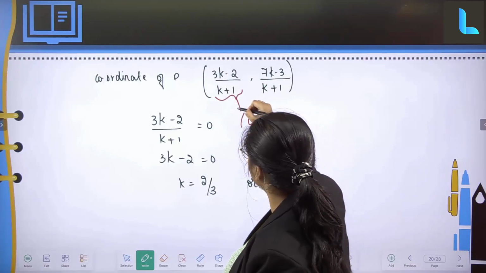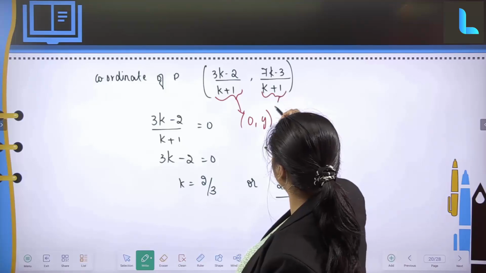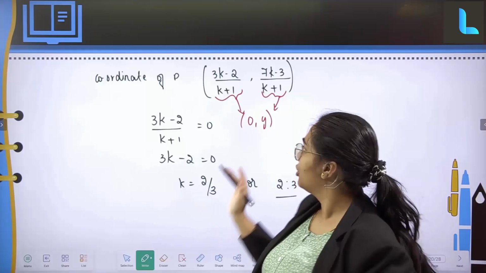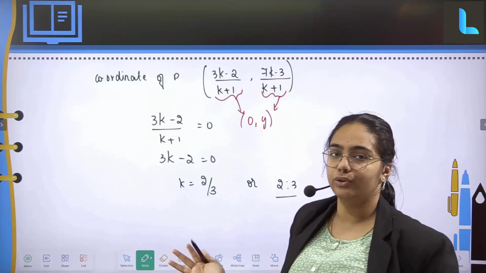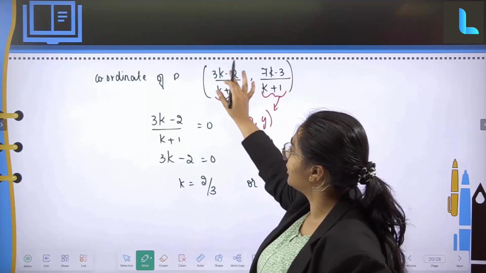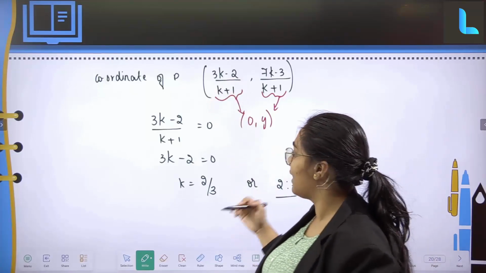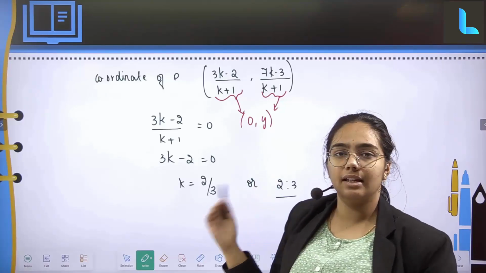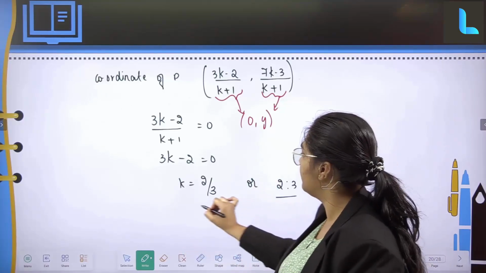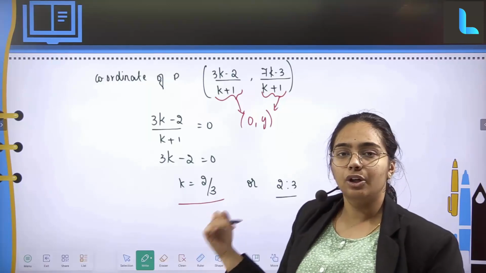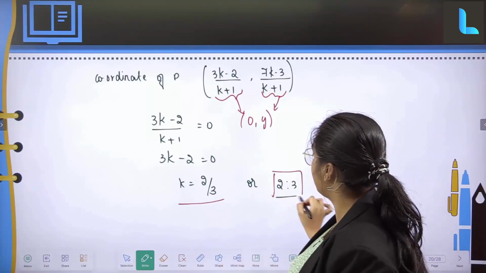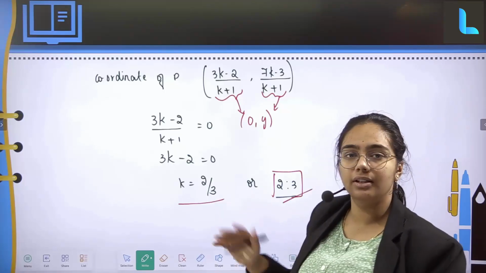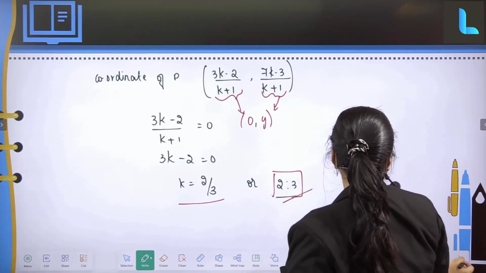So this whole thing is equal to 0 and this whole thing is equal to y, right? But I just have to find out the ratio, so considering the second part is of no much use for me. I will just consider the first part and find out the value of k. So 3k minus 2 divided by k plus 1 is equal to 0. When I equate it, I will get the value of k as 2 upon 3. Therefore I can write the ratio as 2 is to 3, and the ratio is what they had asked. I just found out the ratio to be 2 is to 3.